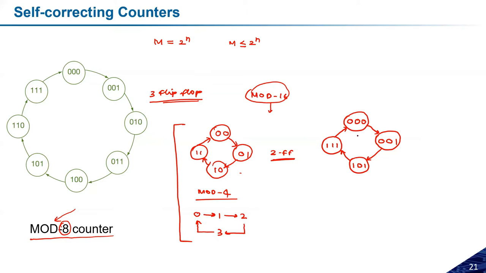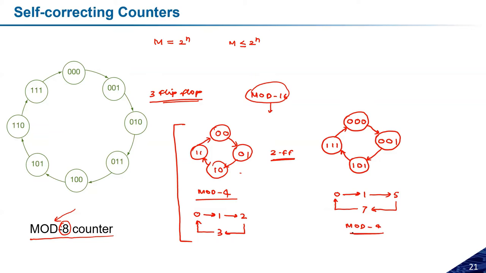Okay, now if you try to see the second figure which I have drawn, here the sequence starts from 0, the next sequence is 001, which indicates 1. Okay, then the next sequence is 101, and 101 is equivalent to 5. So after 1 the sequence is 5, and the next sequence is 111. So after 5 the sequence is 7, and then after 7, the sequence goes to 0. Okay, so the total number of sequences that this counter is counting is 4. So we can also call it the mod 4 counter.